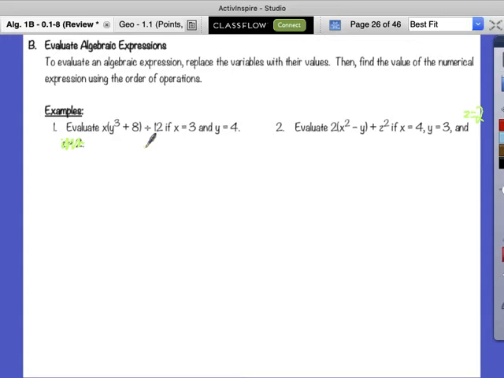What are we going to do with the 4? Plug it into the y. Very good. Can someone help me plug this in? Can somebody tell me what I would write on my next line? Okay, Maddie.